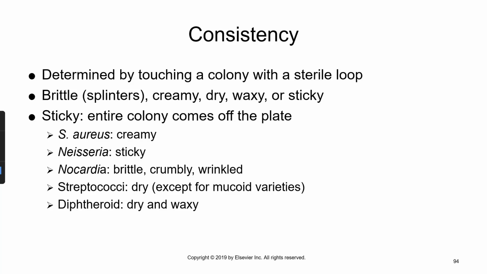Consistency is determined by touching a colony with a sterile loop. Brittle, it splinters. Creamy, dry, waxy, or sticky. Sticky, the entire colony comes off the plate. So Staph aureus is creamy, Neisseria is sticky, Nocardia is brittle, crumbly, wrinkled, Streptococci is dry, except for the mucoid varieties, and Diphtheroids are dry and waxy.